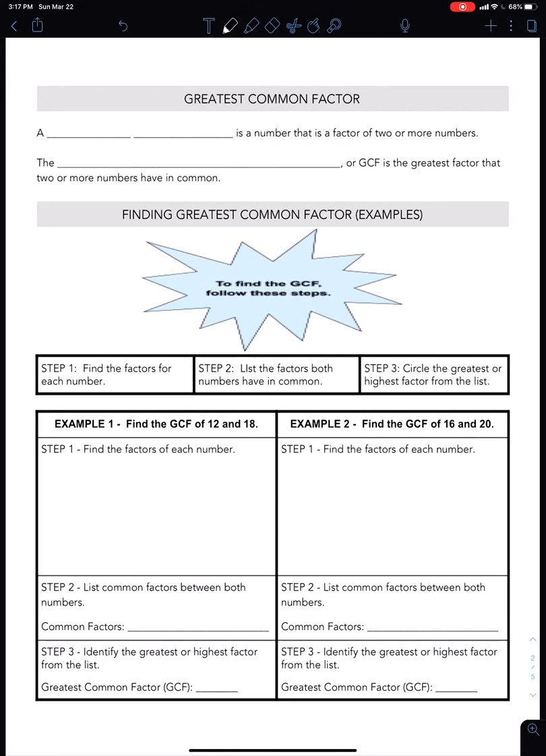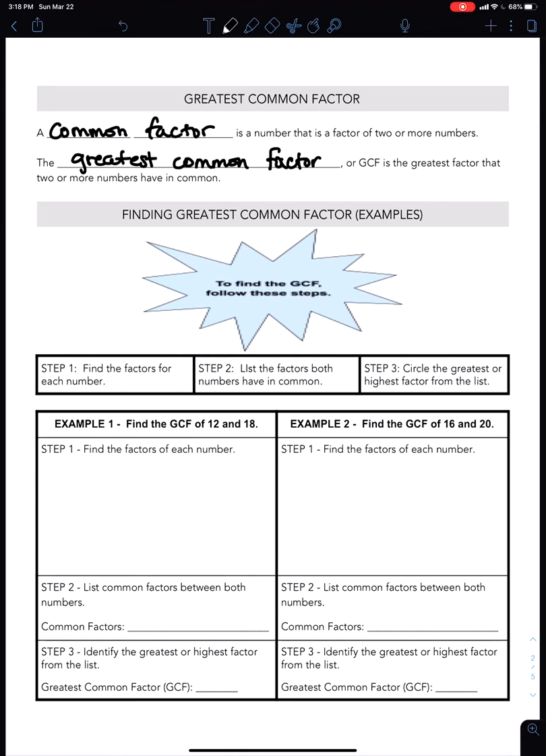Today, a common factor is a number that is a factor of two or more numbers. You can write this down. If you have Google Classroom, you can type these in. If you don't, you can write this on a separate sheet of paper. So just write what I write. The greatest common factor, or GCF, is the greatest factor that two or more numbers have in common.